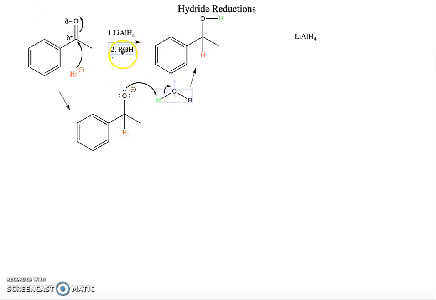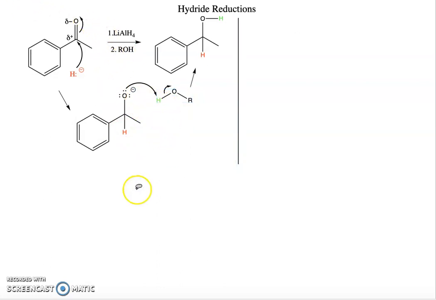So I'll just put ROH. R could be an H and there would be water, it could be a carbon group, it could be an alcohol, but the idea is the same. In the first step, the hydride from lithium aluminum hydride attacks the partially positive carbon of the carbonyl, and then in the second step, after I add my protic source, the oxygen is protonated.